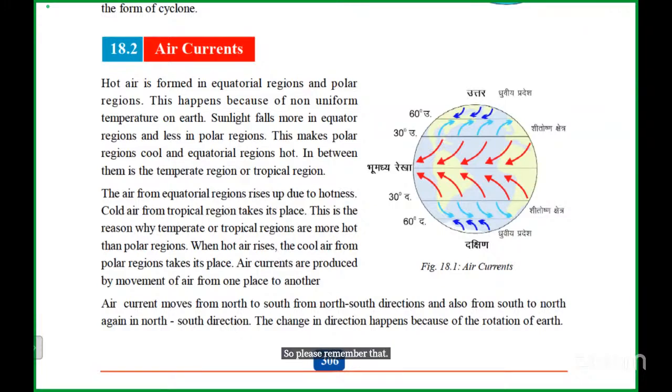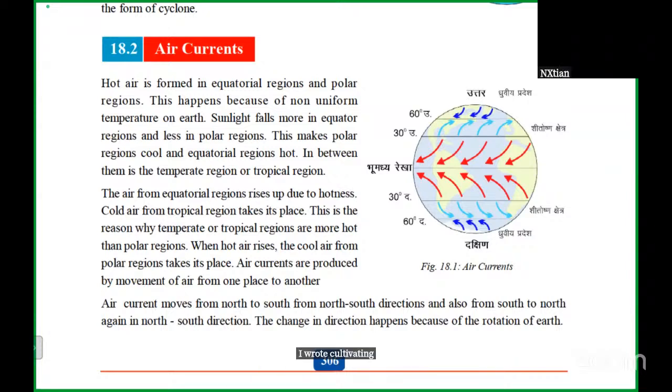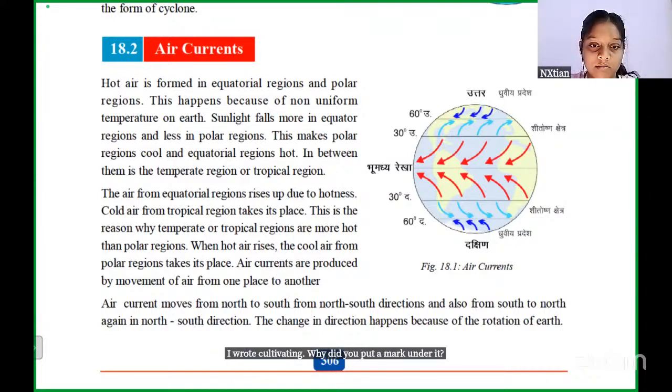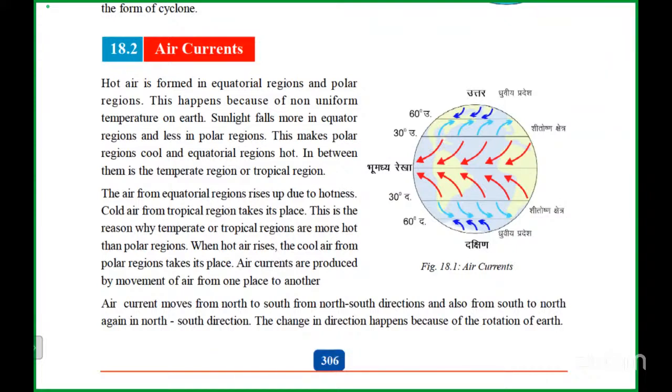Anything else? In question 1, the first part, the fill in the blanks, I wrote cultivating. Why did you put a mark under it? You wrote cultivating. Why did I put a mark under it? Let me open it somewhere.